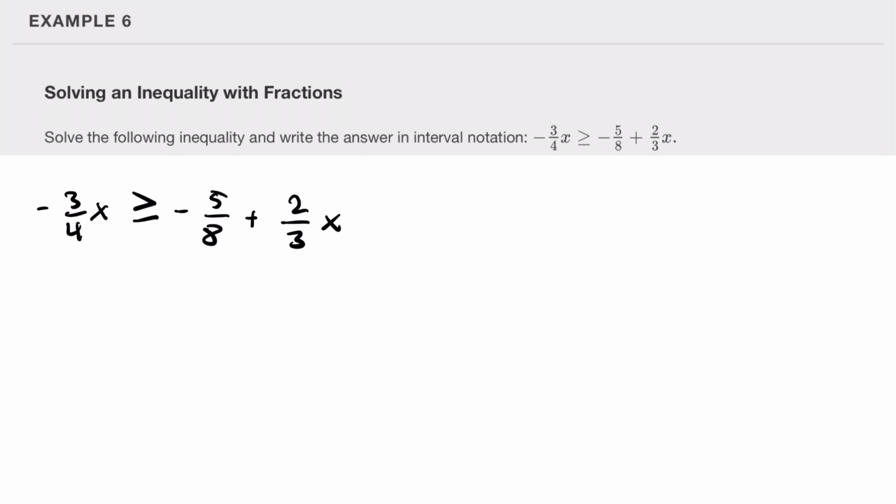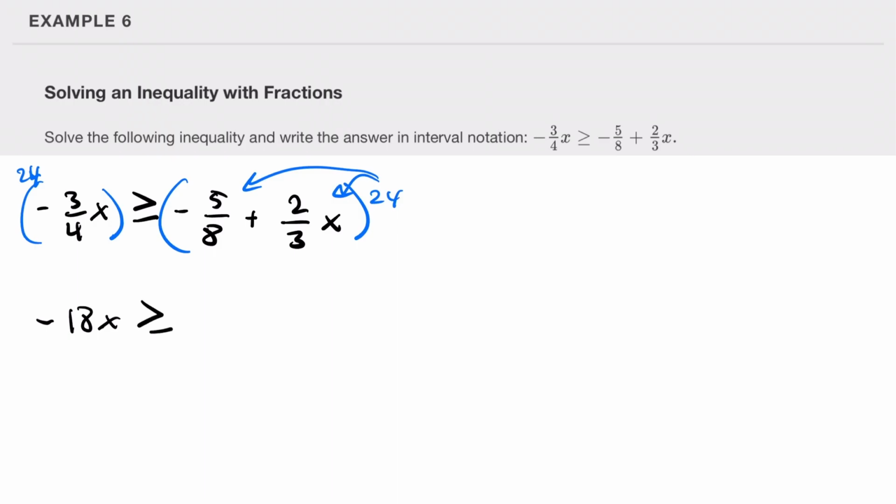Okay. So we're going to say this guy times 24, and this guy times 24. And we're going to need to distribute the 24. Now on the left, 24 divided by 4 is 6, times 3. That's going to be a negative 18x. Okay.